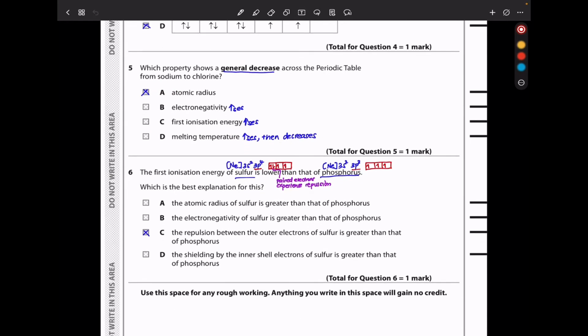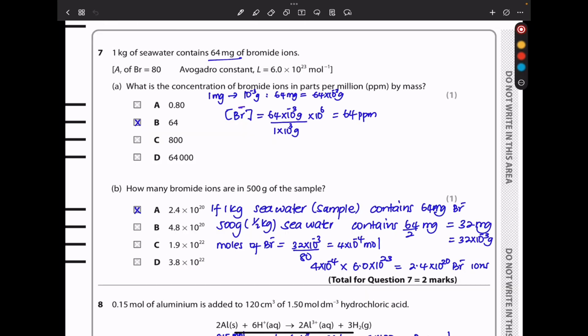In question 6, the first ionization energy of sulfur is lower than that of phosphorus. Here I tried to put the configuration of sulfur. We have neon, 3s2, 3p4, and then there is pairing here. For phosphorus, we have neon, 3s2, 3p3, so there is no pairing, while there is pairing in sulfur. Due to repulsion between the electrons in the same orbital, it's going to have a lower first ionization energy. So I said the repulsion between the outer electron of sulfur is greater than that of phosphorus, so the answer should be C.